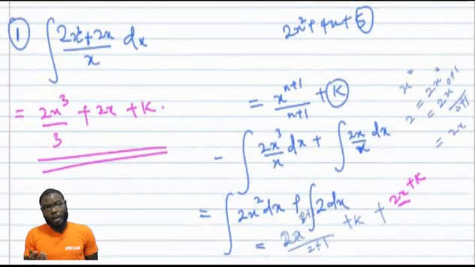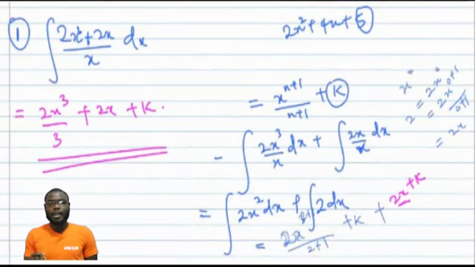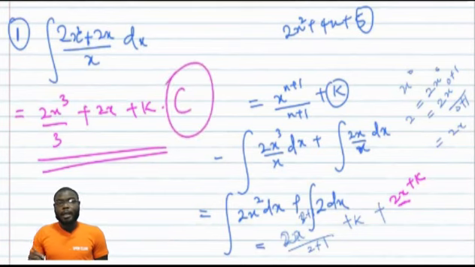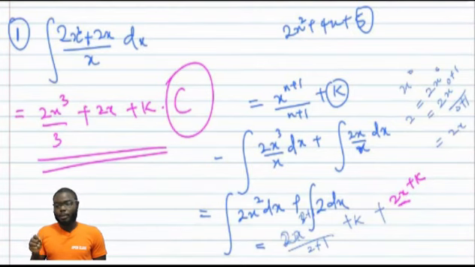Now, if you look at your options, option A is 2x cubed over 3 minus 2x plus k. Option B says x raised to the power 3 plus 2x plus k. Option C says 2x cubed over 3 plus 2x plus k. That is it, option C. And then D says x raised to the power 3 minus 2x plus k. But remember, I always told you, it's a function of the concept, not A, B, C.